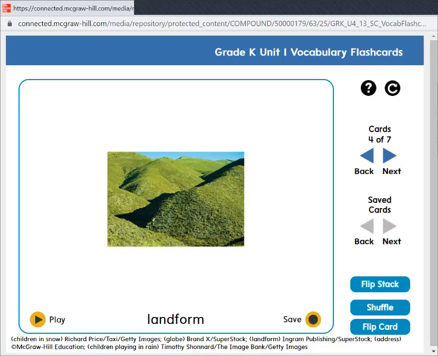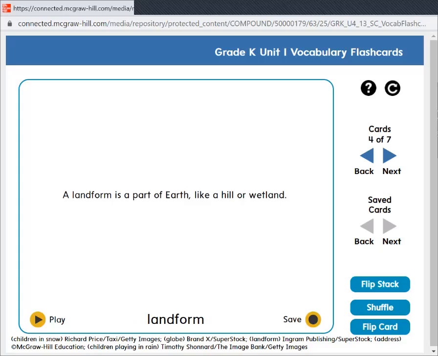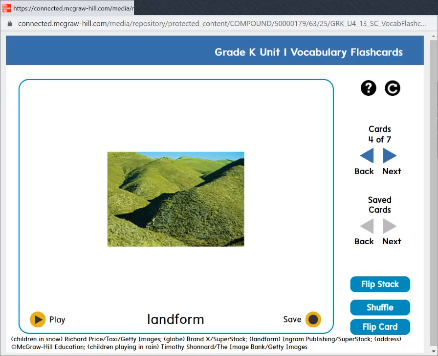All right, let's look at our next vocabulary word. And this is a landform. Do you see those hills? This is a landform. A landform is a part of Earth like a hill or wetland. Landform. It's a part of the Earth like a hill or a wetland.